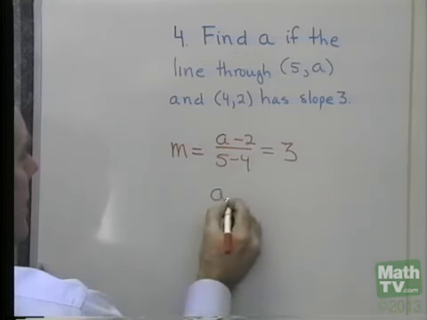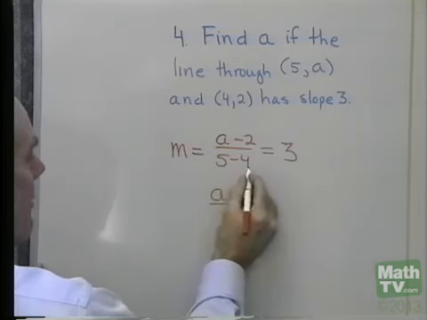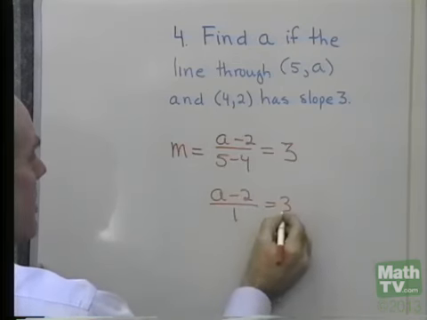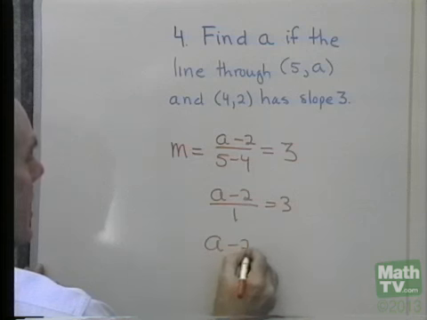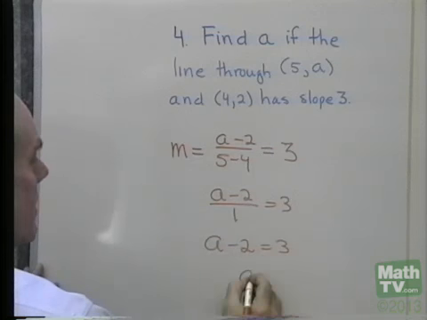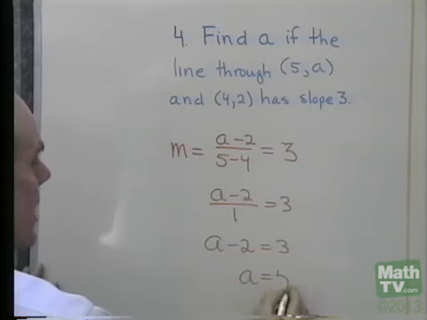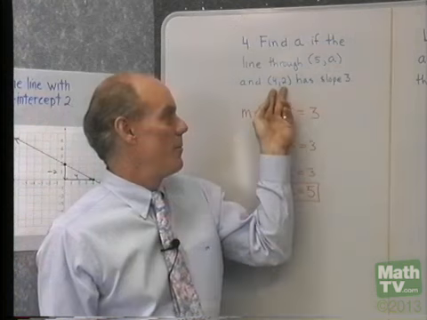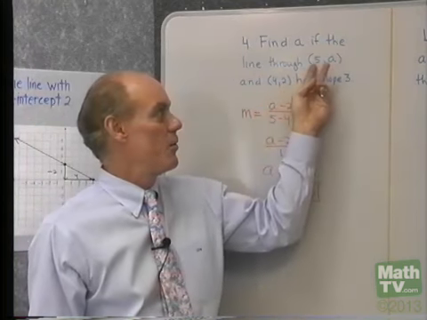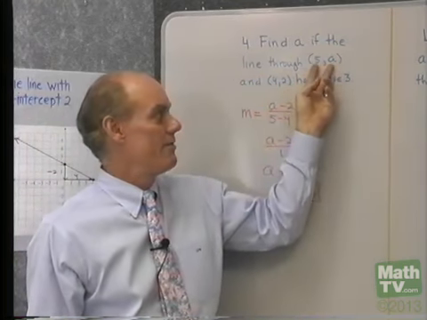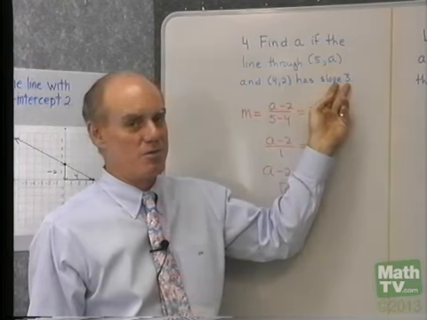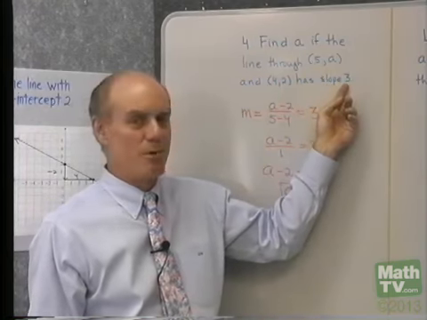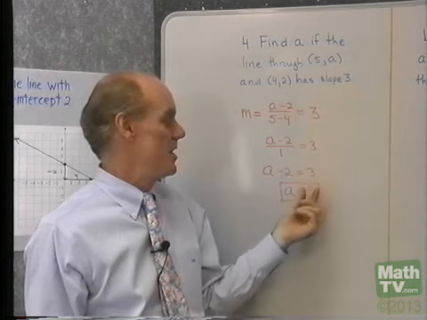So I end up with a minus 2 divided by 5 minus 4, which is 1, equal to 3. That's a minus 2 is equal to 3. So if I add 2 to both sides, I get a is equal to 5. So if I have this point right here, (4, 2), and another point, (5, a), the way I have to fill in a so that the line that goes between these 2 points has a slope of 3, is that a has to be equal to 5.